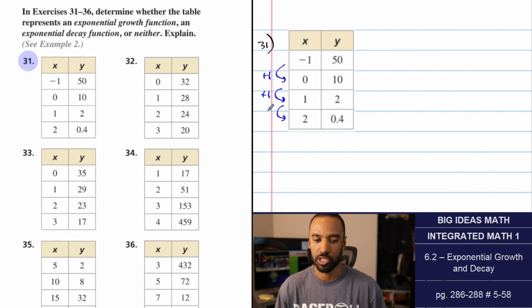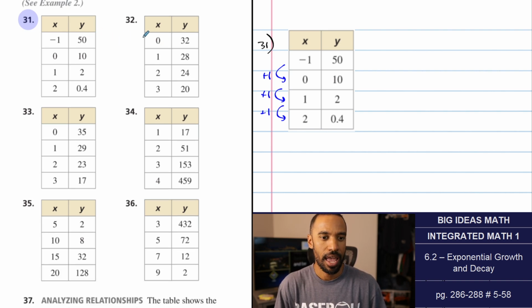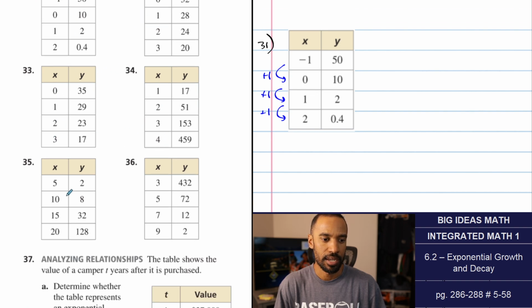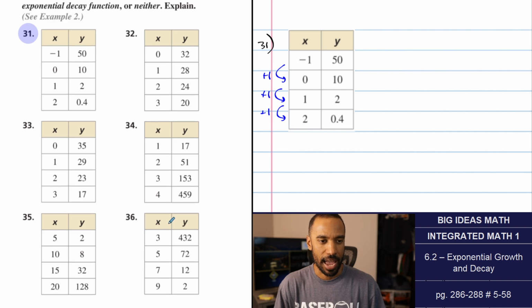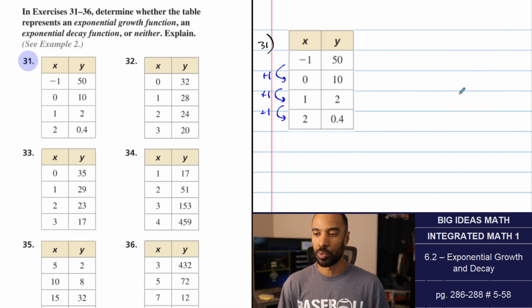X is increasing by a constant 1, and it looks like, listen, I'm going to just look at them right now. X is always increasing by constant amounts. Adding 1, adding 1, adding 1, adding 1, adding 5, adding 2. X is increasing by constant amounts. We're good on that portion. We just got to figure out what y is doing over time.